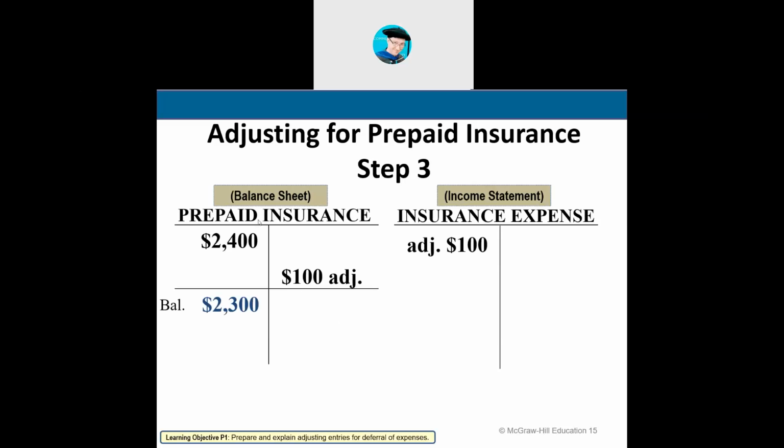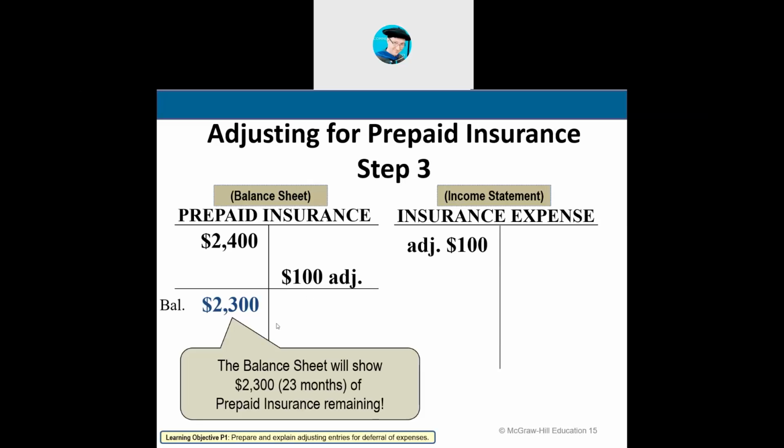So on your balance sheet, as you know, prepaid insurance is an asset account. All prepaids decrease over time until they reach a balance of zero. At the end of every single month, we would reduce that prepaid insurance by $100 to represent the expense on the income statement. And that'll eventually reach zero at the end of the 24 months.